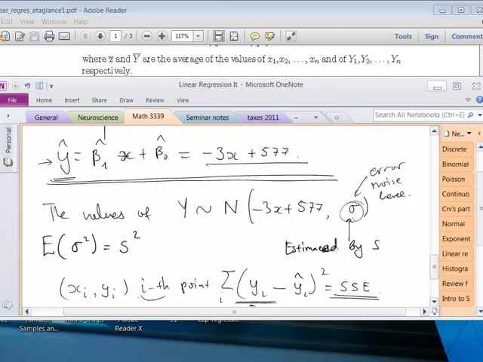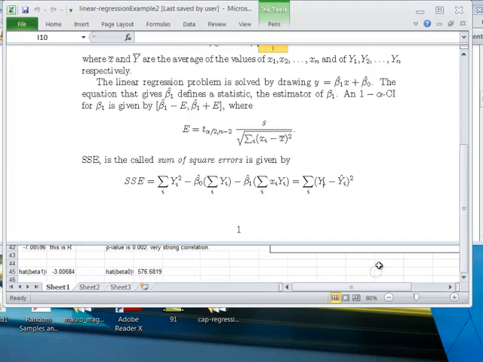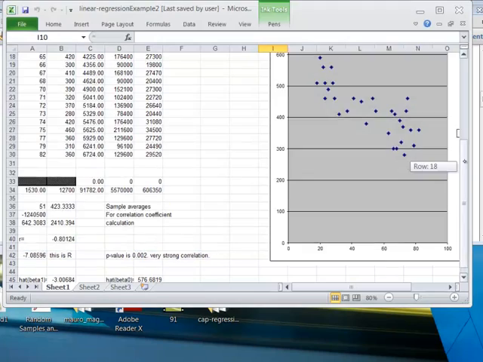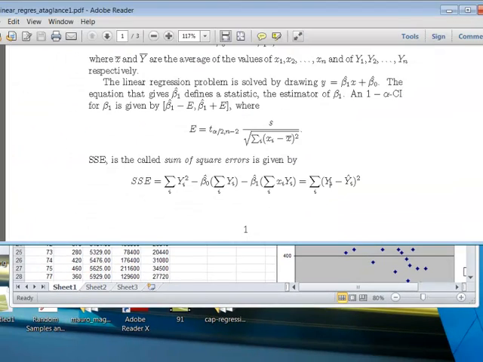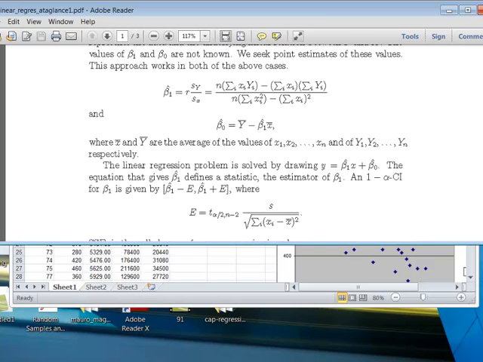So within this particular part, there are two other quantities that are very important. This is the total square error, and this is the sum of the residuals of the squares. Let me solve this.